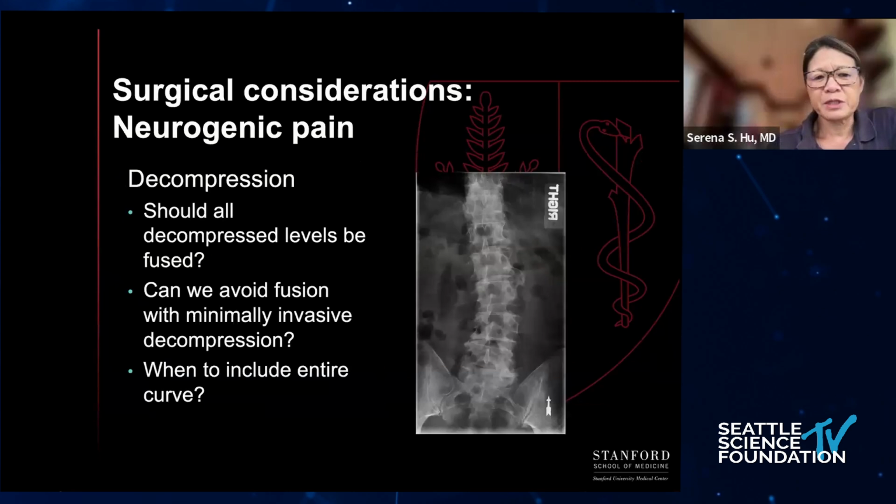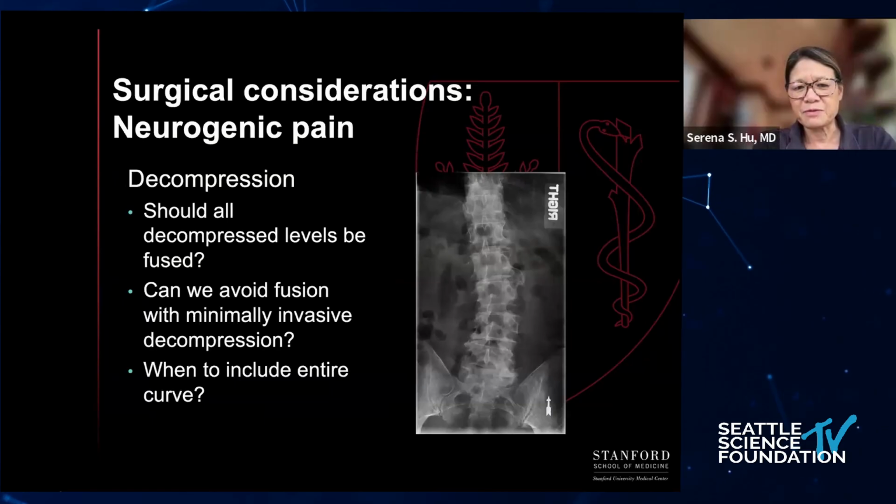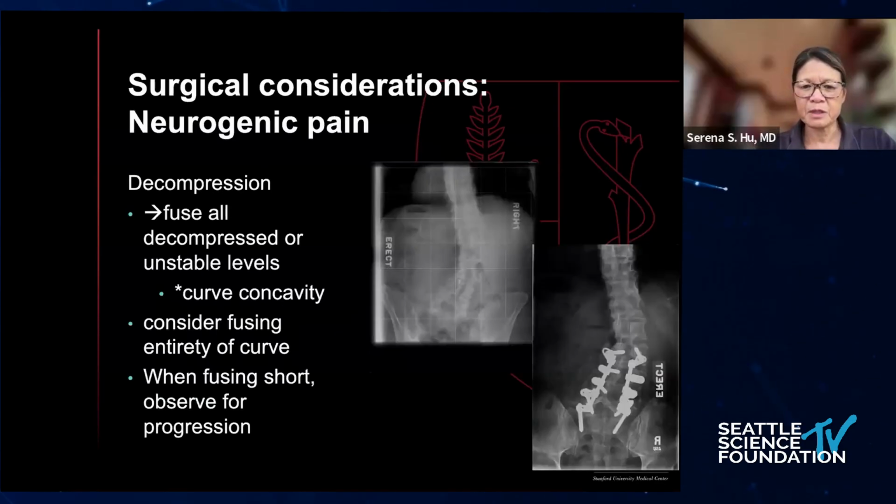And for patients with radicular symptoms or neurogenic pain, we also have to think about a decompression and whether all decompressed levels need to be fused. Can we avoid a fusion if we have minimally invasive decompressions, and when do you have to think about including the entire curve? In the past, we've understood that all levels we'd consider unstable you'd want to fuse, particularly if they're in the curve concavity, for dynamic reasons.